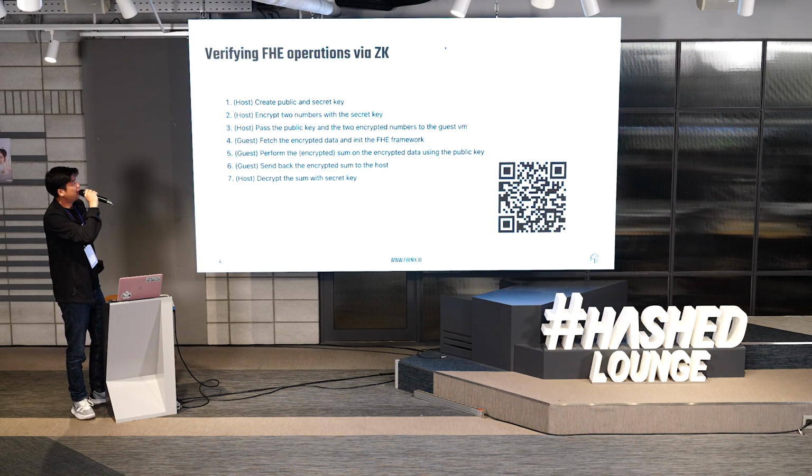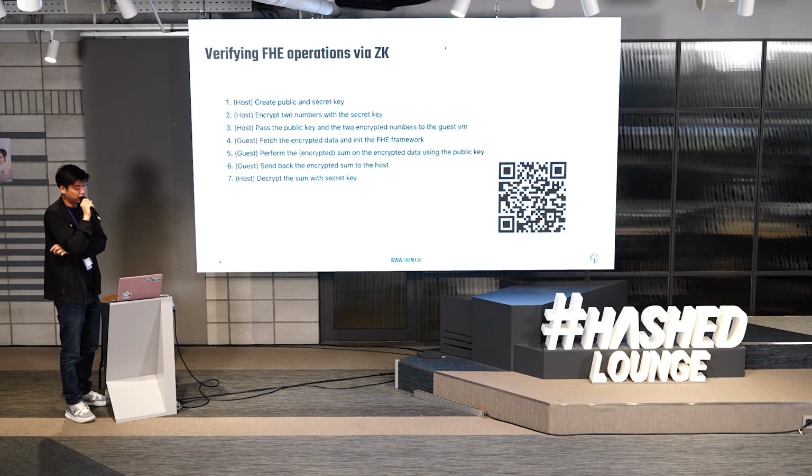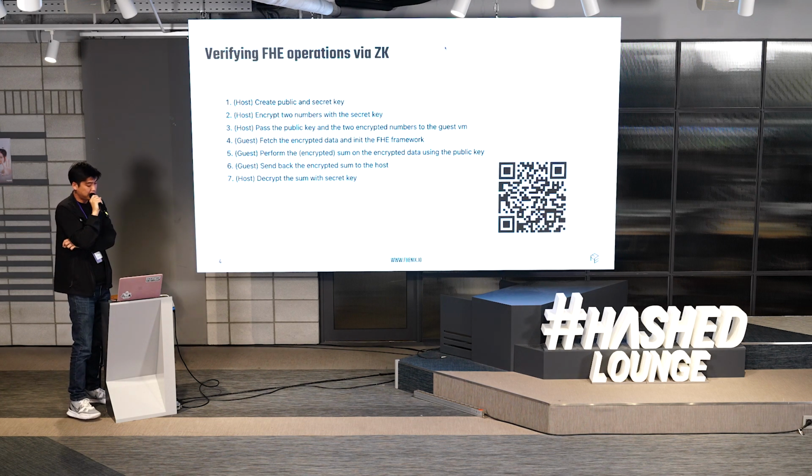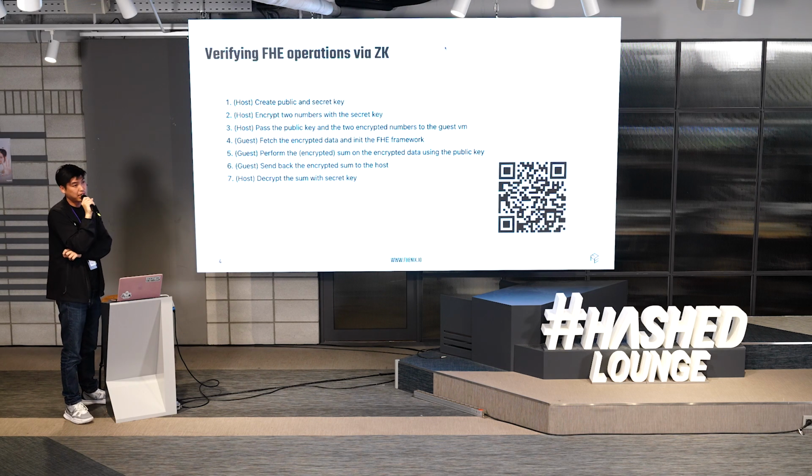And here's another project if you're curious about how this can be done from the prover side. Basically using some sort of guest VM where the host will create a public and a secret key and then encrypt two numbers, so create two ciphertexts that represent the underlying values of two plaintext integers, and then pass the public key with the two encrypted numbers into the guest VM.